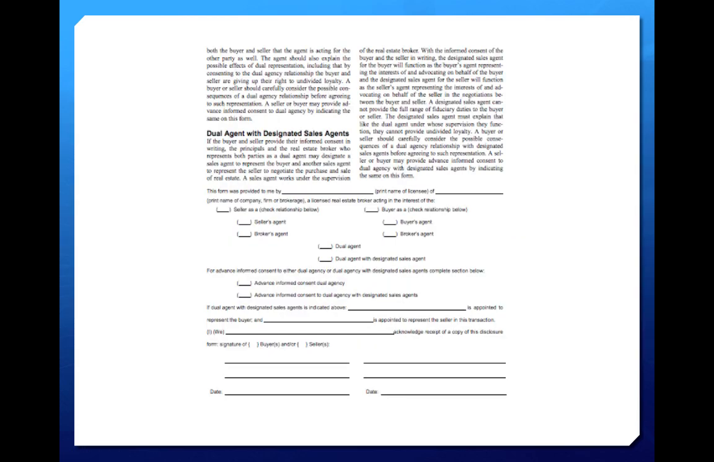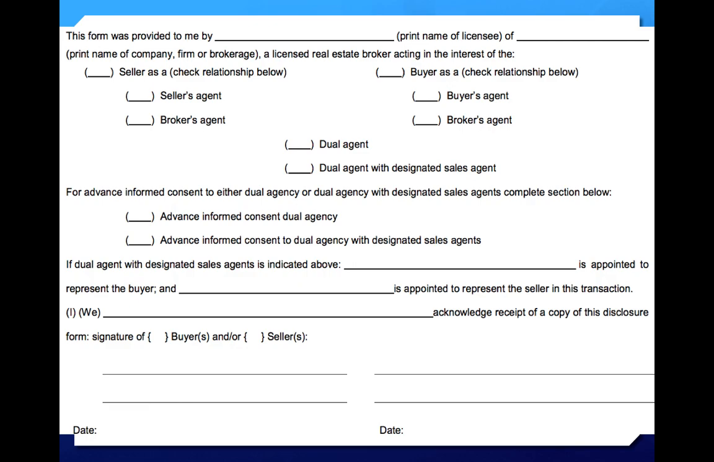This is the back of the form. I'll spend some time on the back of the form because this is where the person looking for help with real estate, whether you're the seller or the buyer, will be signing. So I'll zoom in a bit. And this is what it looks like once we zoom in. So this form was provided to me by the salesperson or the broker's name, right? The person. Now this is the name.